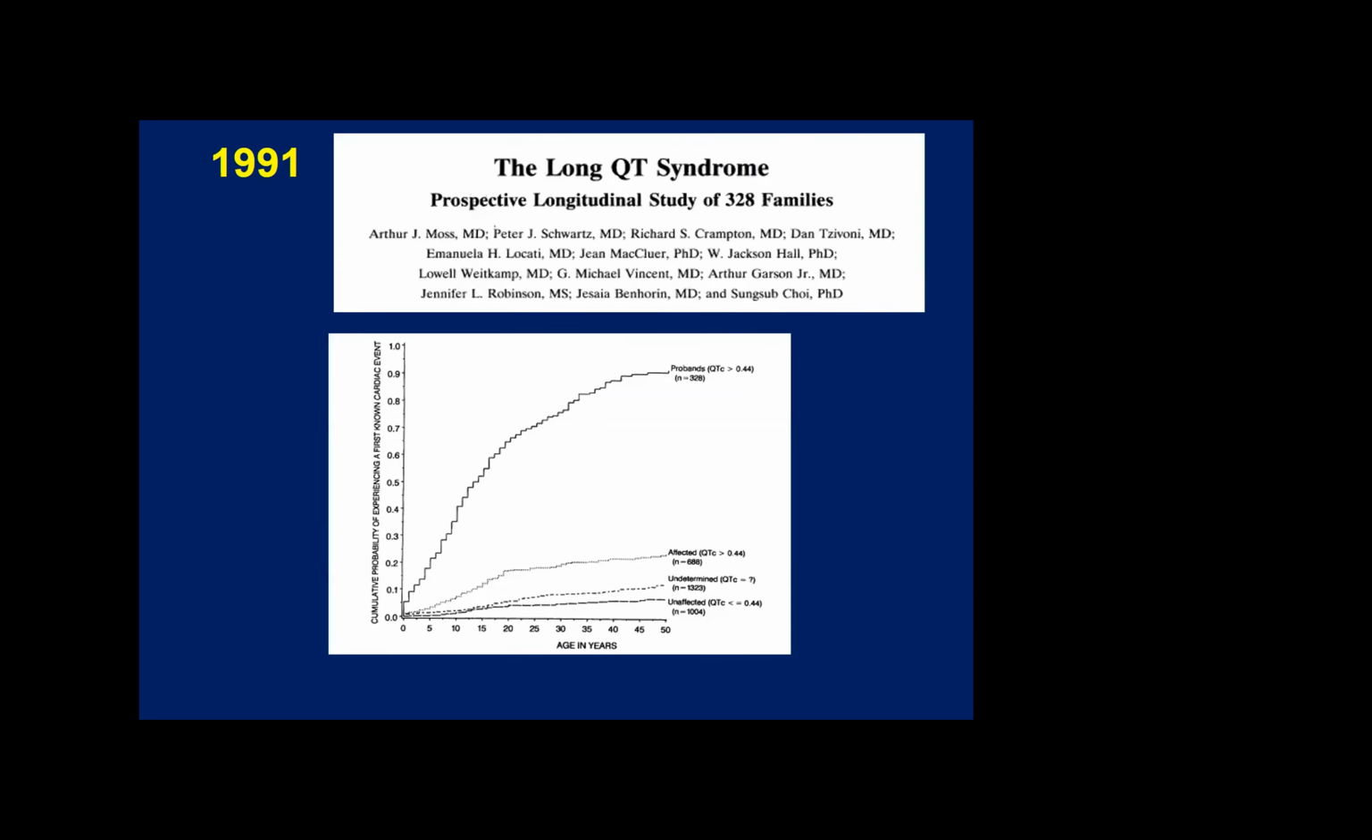The milestone paper was published in 1991, showing the first long-term follow-up of about 328 families. This particular paper was important, indicating that probands, obviously, have high risk of cardiac events, but affected and other undetermined patients who might also be at higher risk should be further studied.